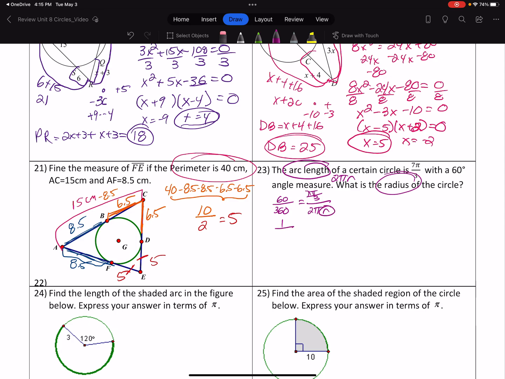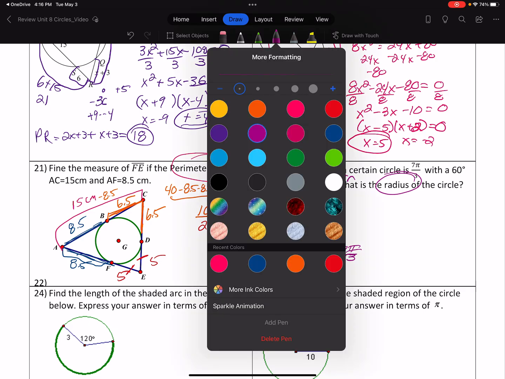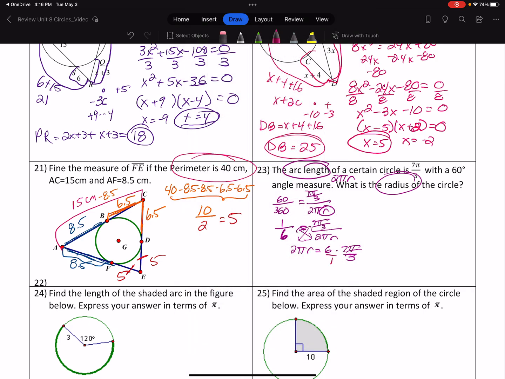Now I'm going to simplify my fraction because it can be a little bit easier. So it's going to be 1 over, don't do over 360, that doesn't make any sense. 1 over 6 is equal to 7 pi over 3 over 2 pi r. I cross multiply. You end up with 2 pi r is equal to 6 times 7 pi over 3. Now remember that this 6 is actually 6 over 1. So we multiply across. So I have 2 pi r is equal to 42 pi over 3.